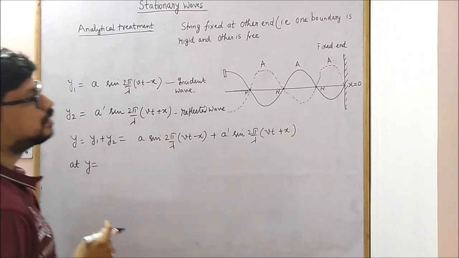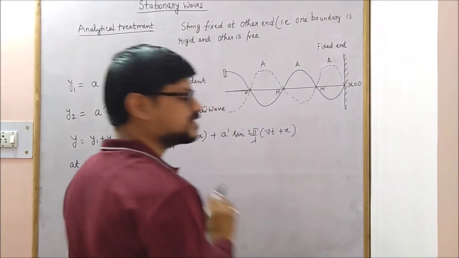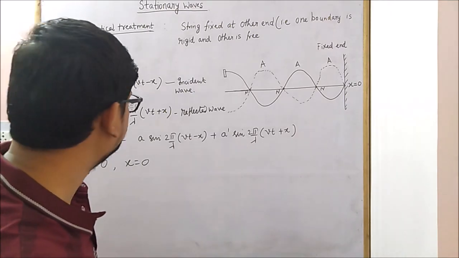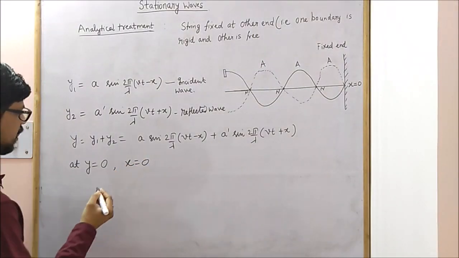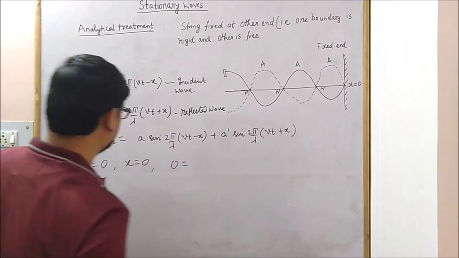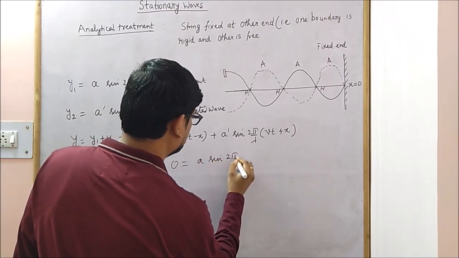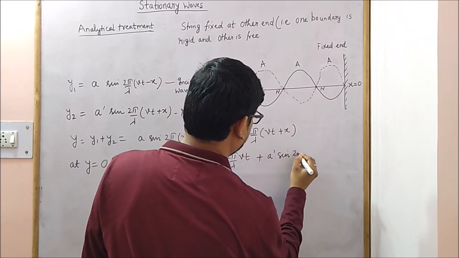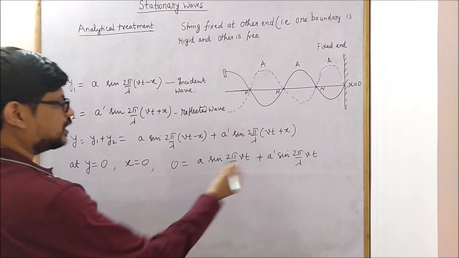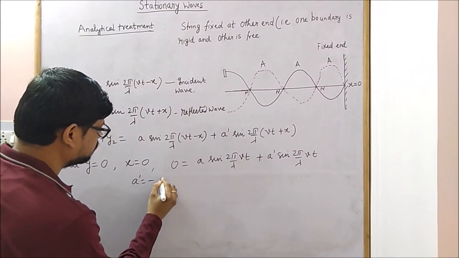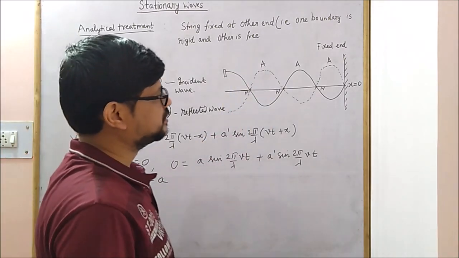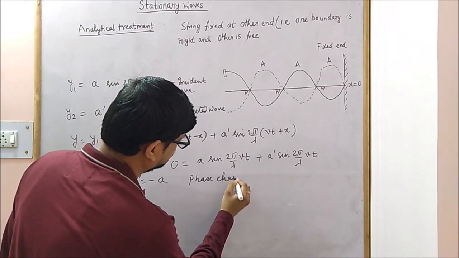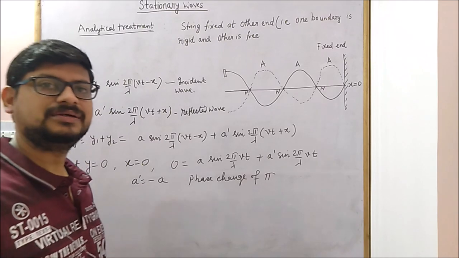Now at x equal to 0, there is no displacement. So at x equal to 0, y equal to 0. Using this in the above equation, we have 0 equal to a sine 2 pi by lambda vt plus a dash sine 2 pi by lambda vt, and this equation gives a dash equal to minus a. So on reflection from the rigid surface, that is a fixed surface, there is a phase change of pi, which we have already seen in the illustration.